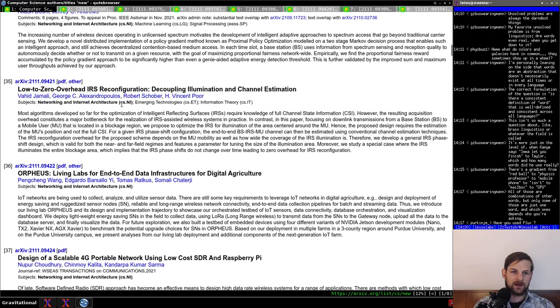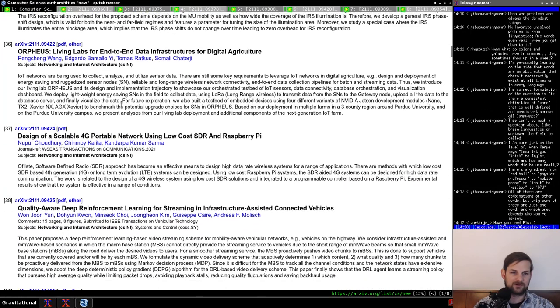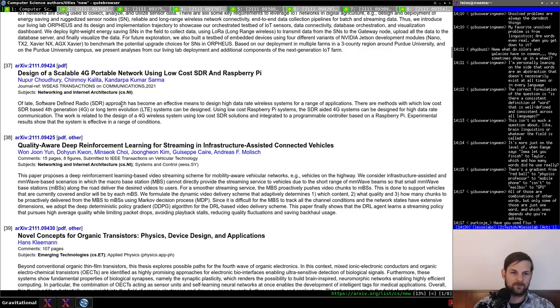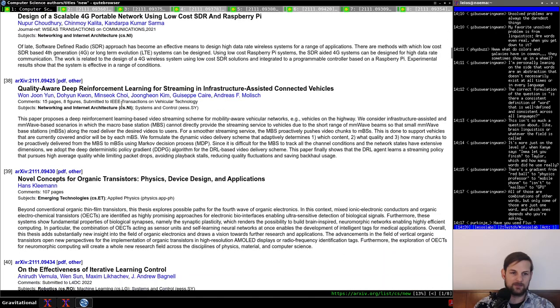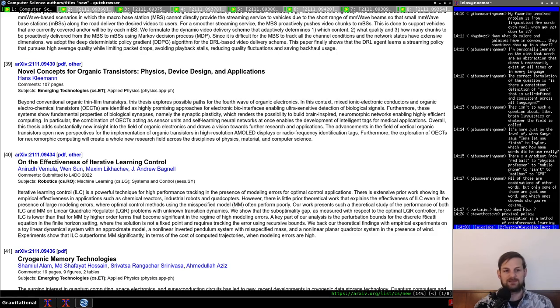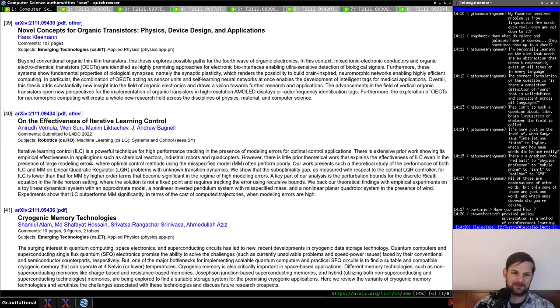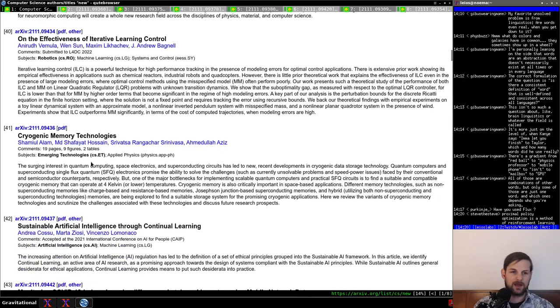Okay, low to zero overhead IRS reconfiguration. Living labs for end-to-end data infrastructure design and scalable 5G quality-aware deep reinforcement learning. Novel concept for organic transistors. That could be interesting, but again, it's one of those papers that if I had all the time in the world, I would definitely read, but I definitely don't have all the time in the world. On the effectiveness of iterative learning control. Again, another one that is actually quite interesting, but I don't have time to read.